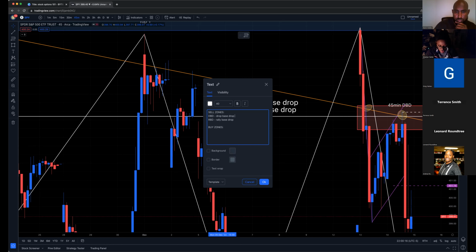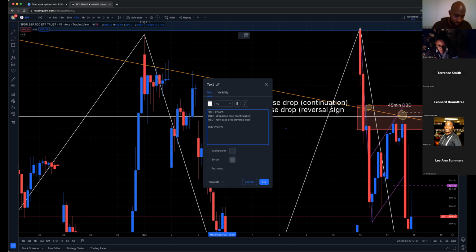Okay. And this one is just a continuation pattern, right? That means that the market is going one way, it bases out, but it continues to go the same way that it was coming. And then rally base drop is a reversal signal, if you will. All right, I'll find an example of that to show.